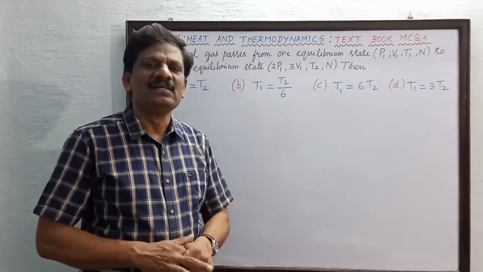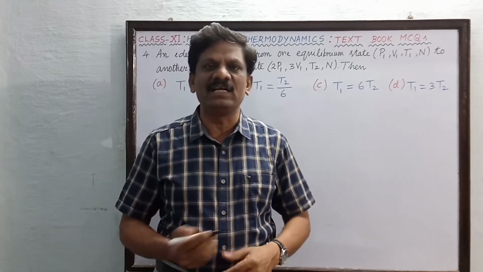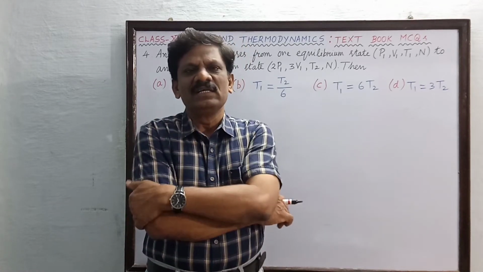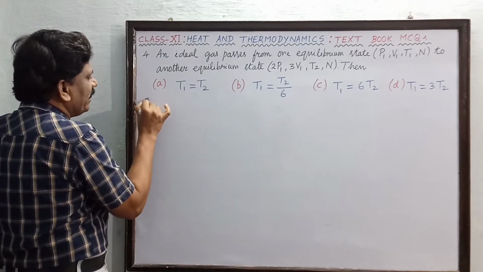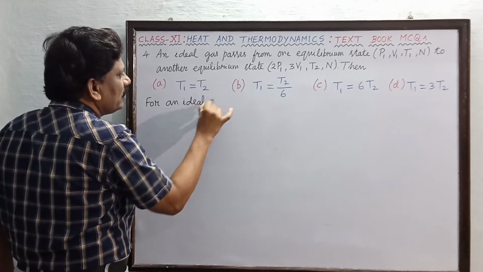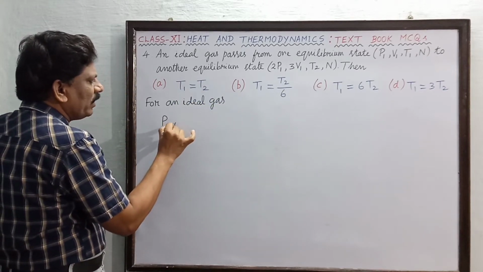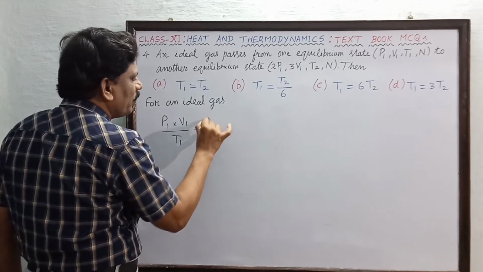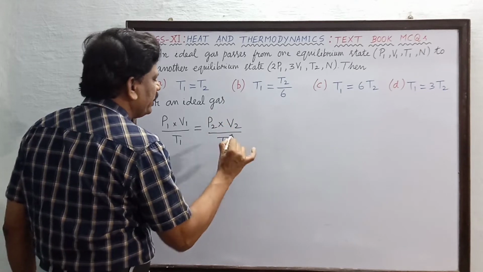Very simple sum. This is the gas equation, Charles law and Boyle's law. Now for an ideal gas which obeys Charles law and Boyle's law, P1 into V1 divided by T1 must be equal to P2 into V2 divided by T2.